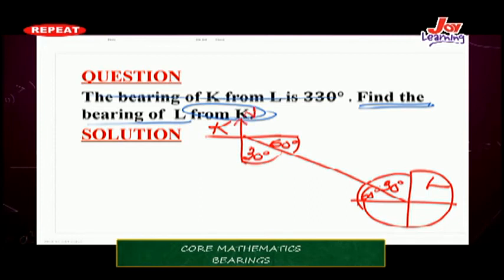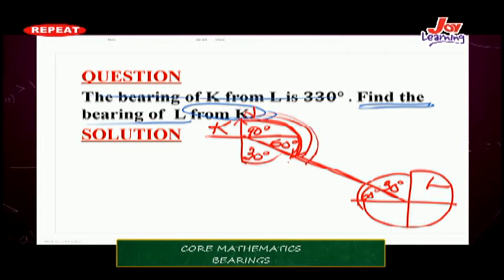From the north of K, move in the clockwise direction. You go and go until you meet the line joining L and K, then you stop. When you stop, you add all the angles on the way from the north of K. The angle here is already 90. You have only two angles on that way: 90 and 60. All the angles on the way will be added. So 90 plus 60 from the north of K to L will be the bearing.